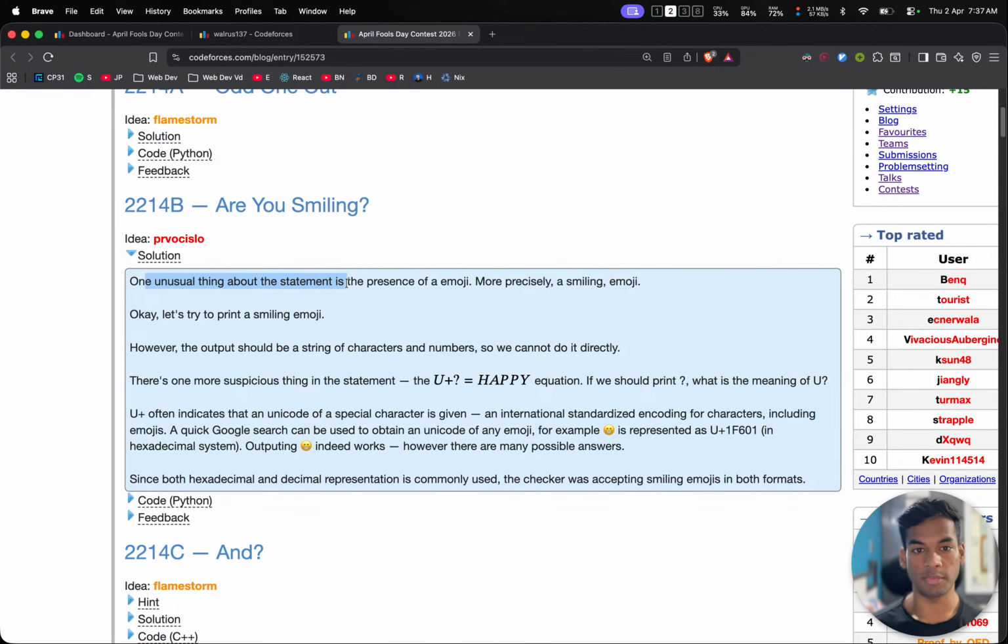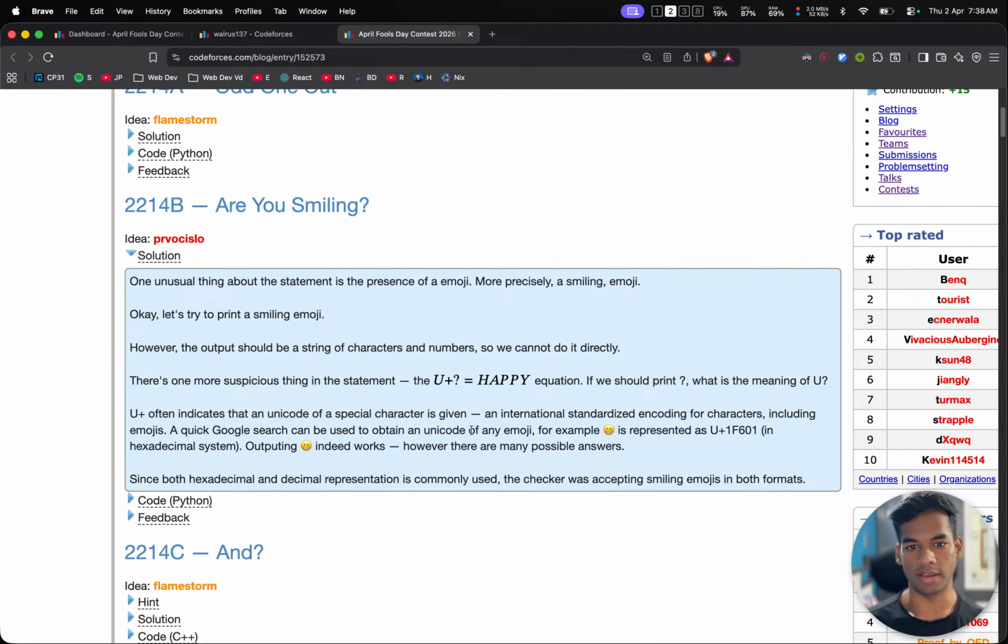One unusual thing about the statement is the presence of an emoji, more precisely a smiling emoji. So okay, let's try to print a smiling emoji. However, the output should be a string of characters and numbers, so we cannot do it directly. There is one more suspicious thing in the statement, this equation. If we should print a question mark, what is the meaning of capital U plus? Unicode often indicates that a Unicode of a special character is given.